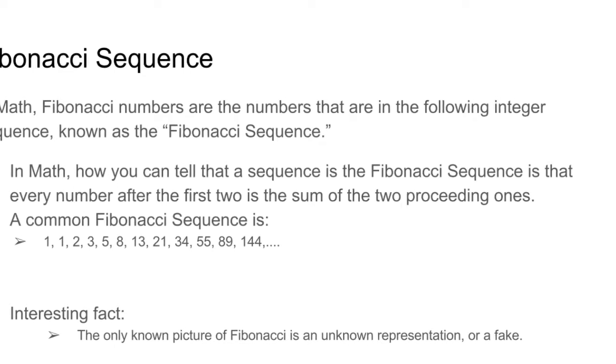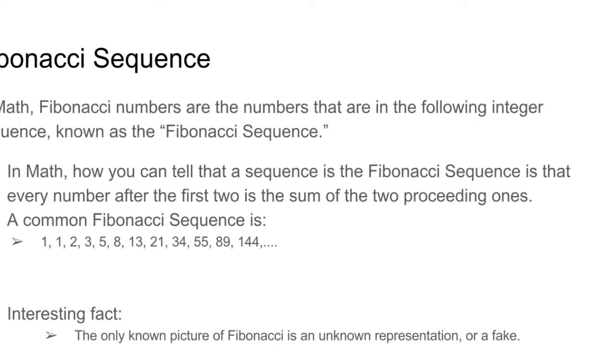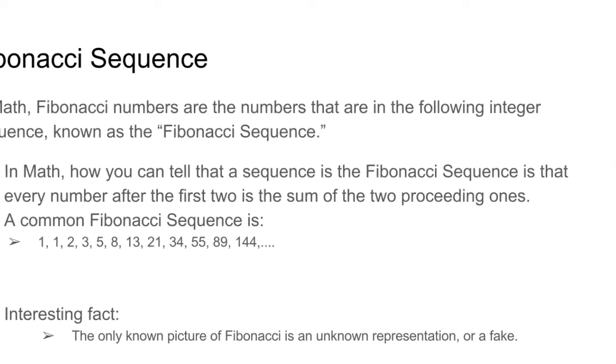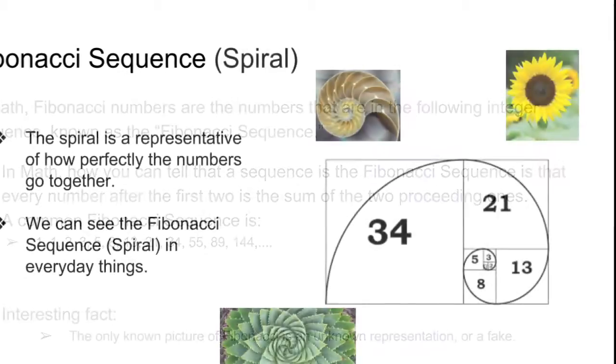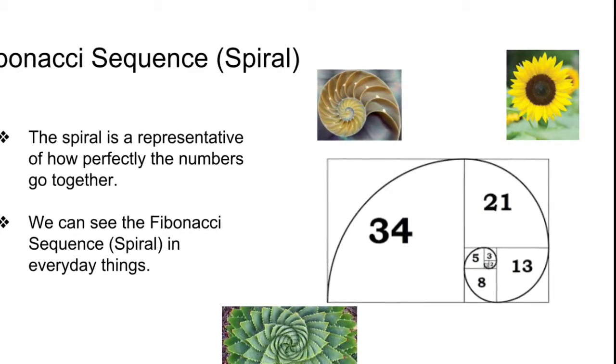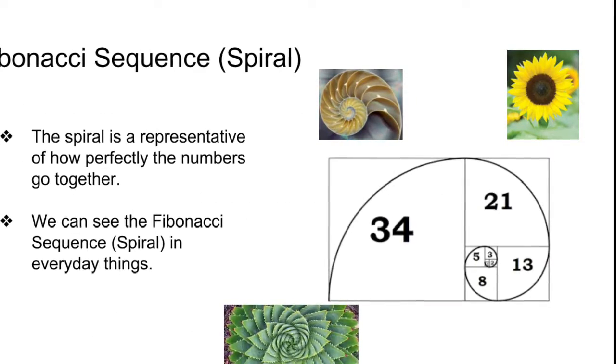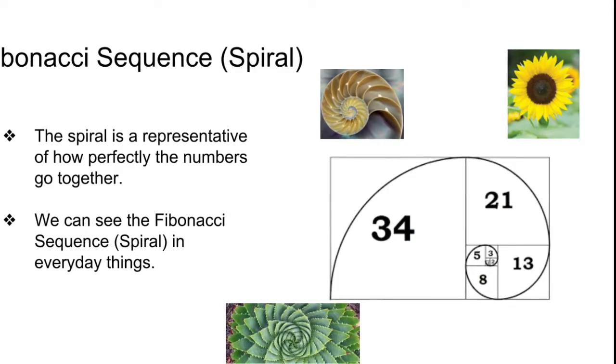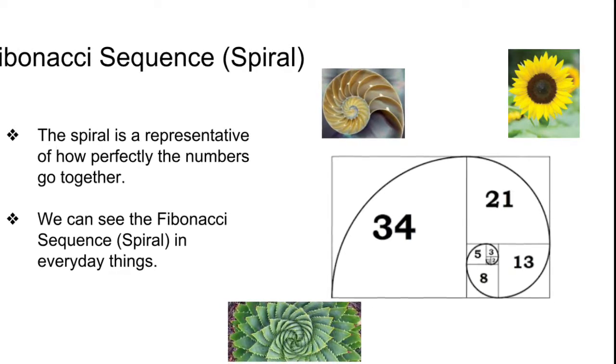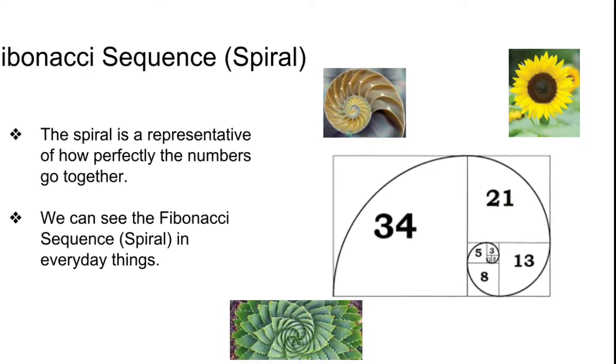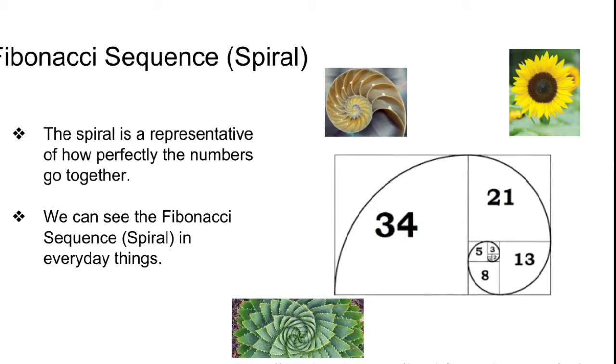An interesting fact is that the only known picture of Fibonacci is an unknown representation or a fake. Fibonacci sequence spiral. The spiral is a representative of how perfectly the numbers go together. We can see the Fibonacci sequence spiral in everyday things, such as cactuses, shells, and even sunflowers.